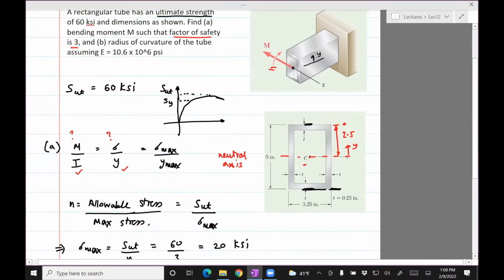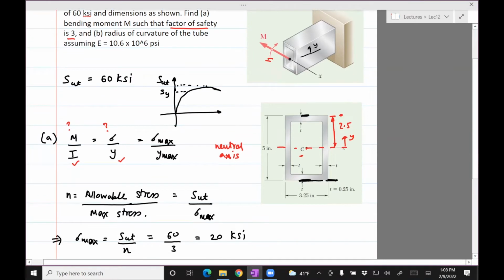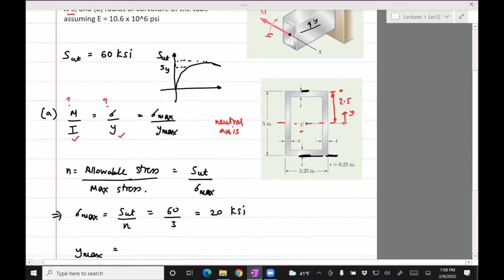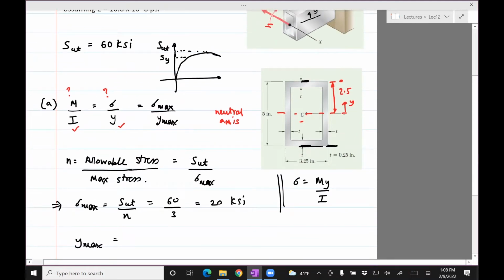So let's see. So this M is, okay, let me just write this down slightly differently. So sigma equals M y divided by I. So now we need to decide the sign. I is always positive. So depending on the sign of M and depending on the sign of y, we can get sigma.